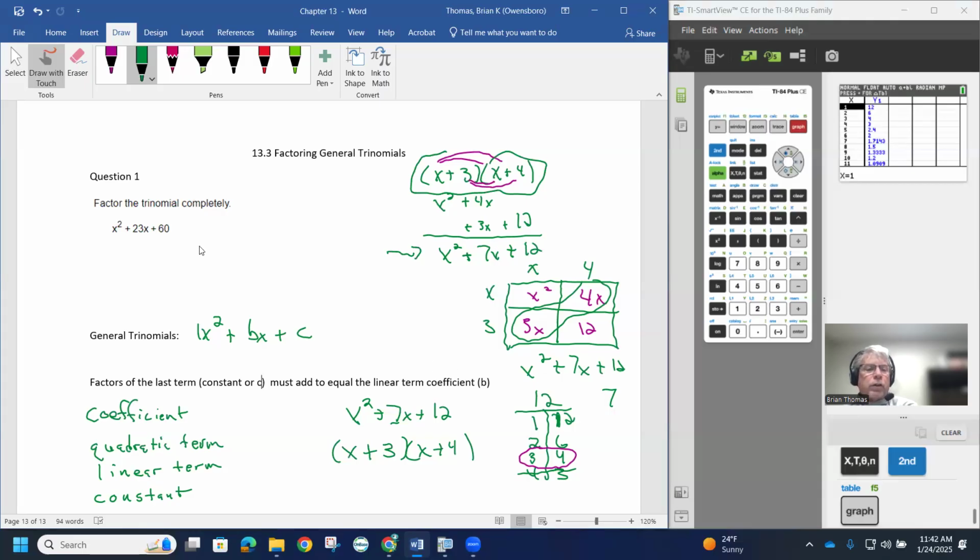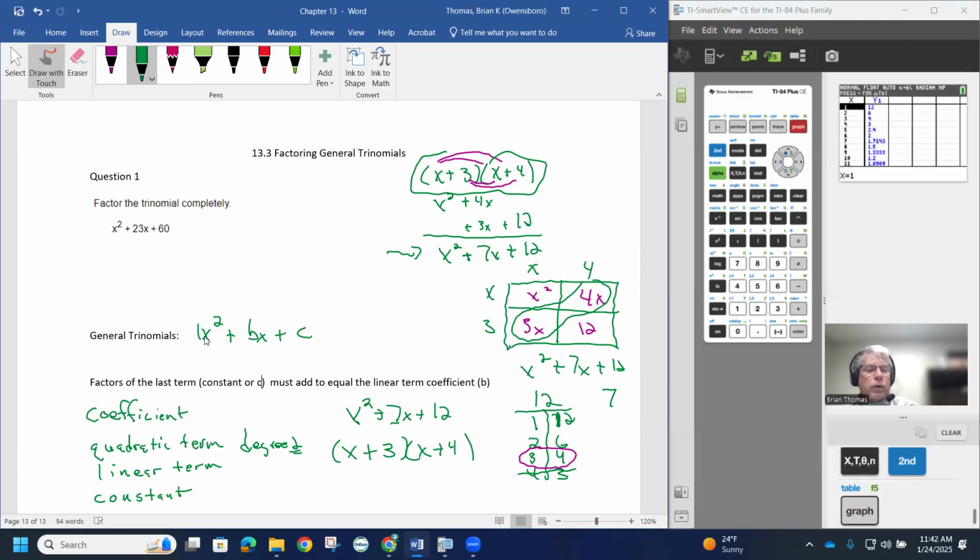So if I want to do this problem right here, notice how the coefficient is 1 in front of the quadratic term. Again, the quadratic term is the x squared term, if you will. It's the power of 2 term. So quadratic term is what's called degree 2. Degree 2 means the exponent of the variable is a 2. The coefficient is the number in front of the x squared.